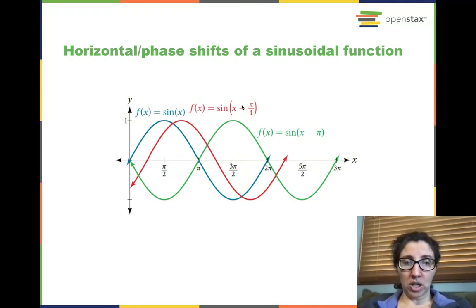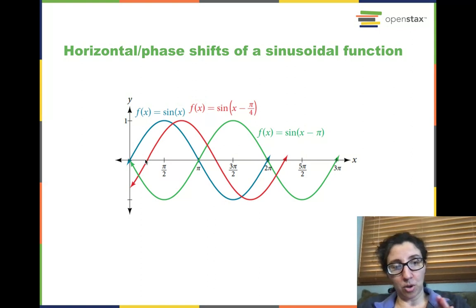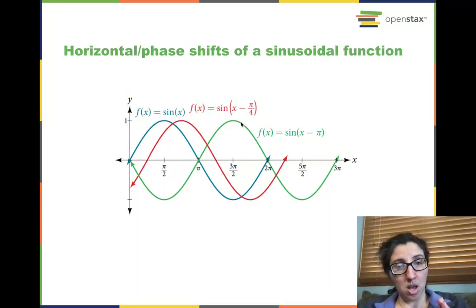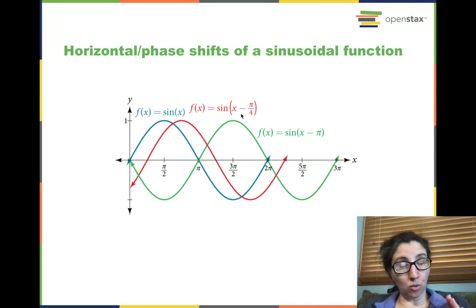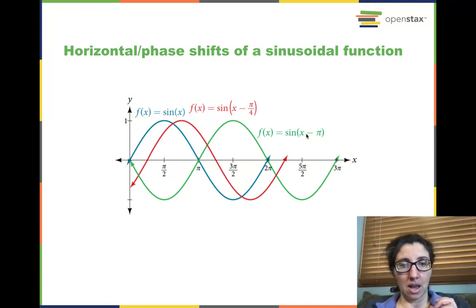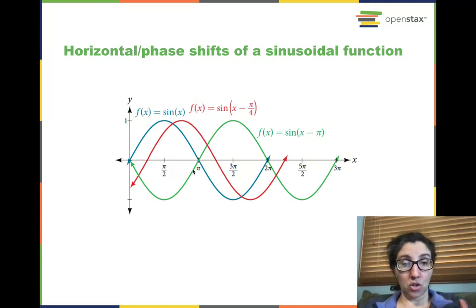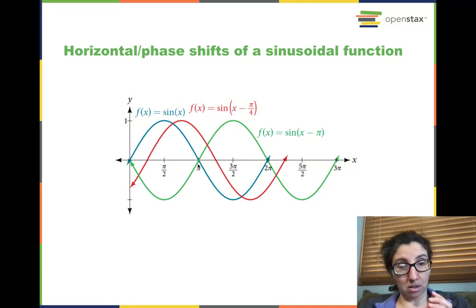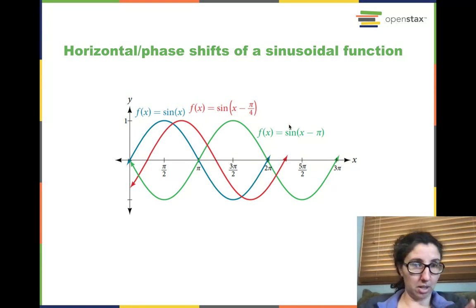The red function is just a shift pi-fourths to the right. Remember, these horizontal shifts are the ones that are slightly counterintuitive. It's x minus whatever the shift is. So minus pi-fourths, that's to the right. x minus pi is a shift pi to the right. If these were plus, then it'd be to the left.